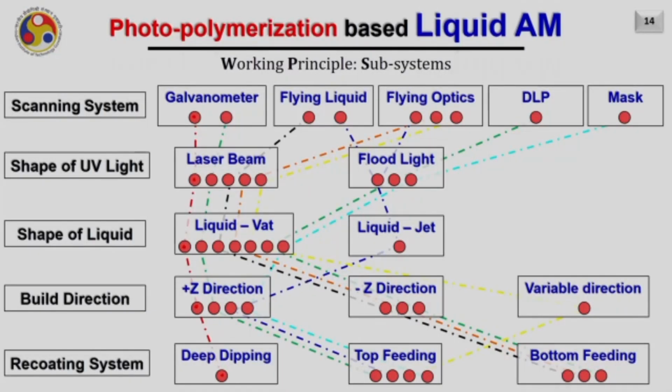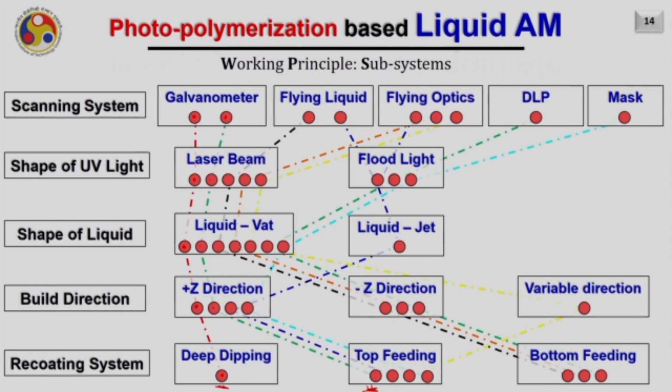Then after that, this green color line shows that a next version of the machine was developed by 3D Systems itself, again after a few years. The only difference was in the feeding mechanism. Rest of the system, the scanning system was same, shape of UV light was same, shape of liquid was same, build direction was same, but instead of using deep dipping for recoating the layer, they developed a technology for top feeding and they call it Zephyr.